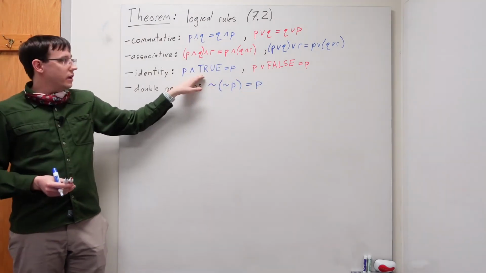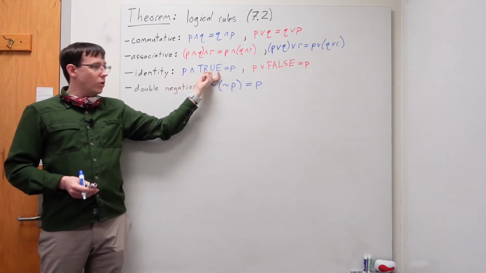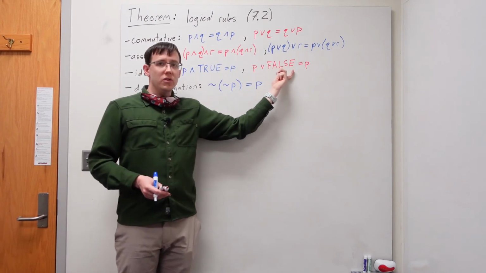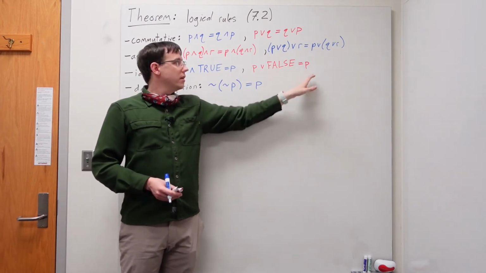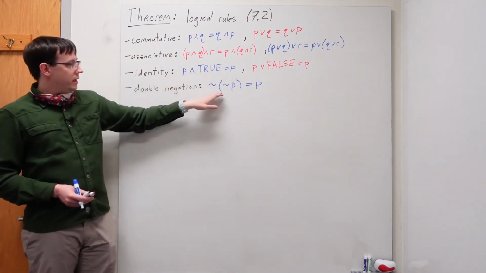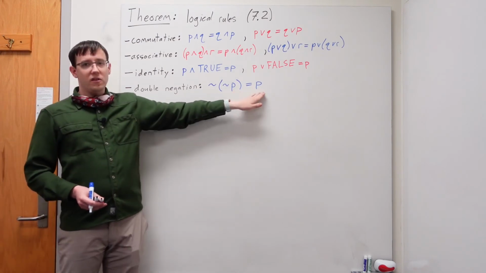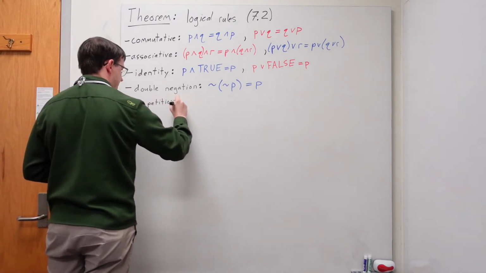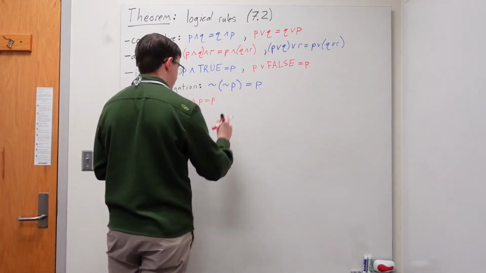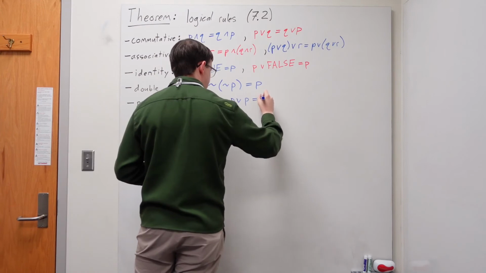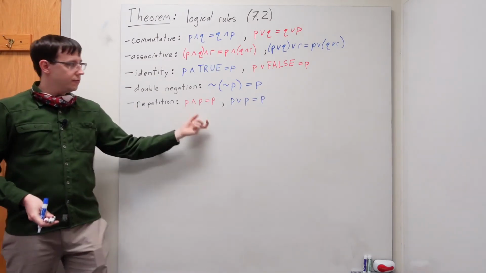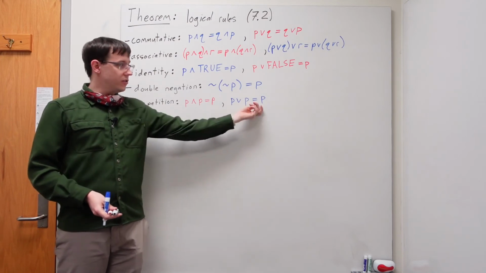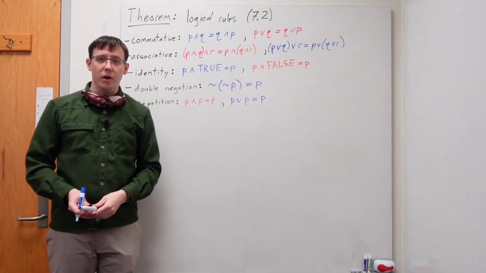The identity expressions are saying that if we know one side of an and is true, or if we know one side of an or is false, then we know the result. And double negation gets us back the variable we started with. Anding a variable with itself, or oring a variable with itself, each give us back the same value as the original variable.